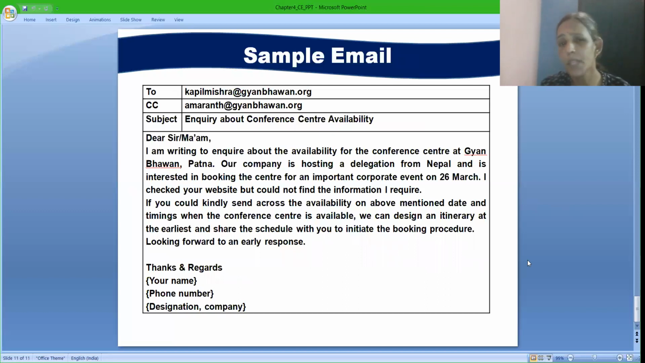Here is a sample email. You can see in the To field, there is a person to whom this email is addressed. In the courtesy copy, there is another person to whom the email is addressed. The subject is very clearly stated: it is an inquiry about the conference center availability. In the letter, you can see very clearly that it is divided into three broad parts. The first one talks about the purpose behind writing this particular email, what actions you are willing to take, or what kind of inquiry it is, and what your expectations are from the other person.